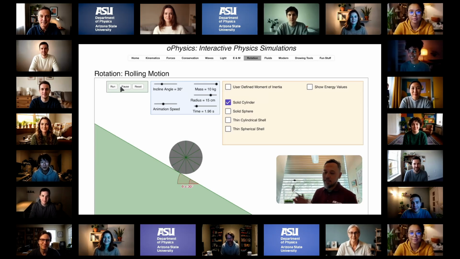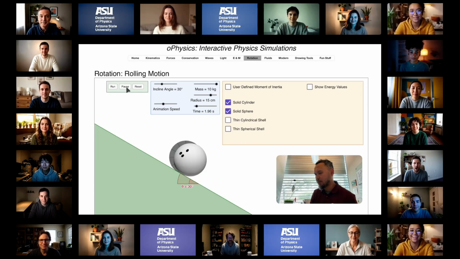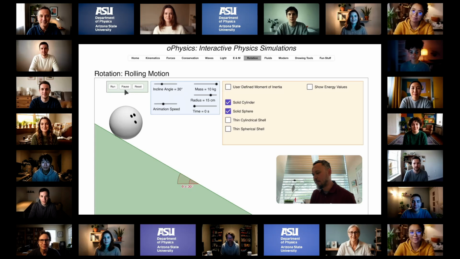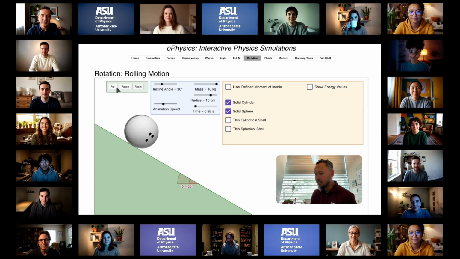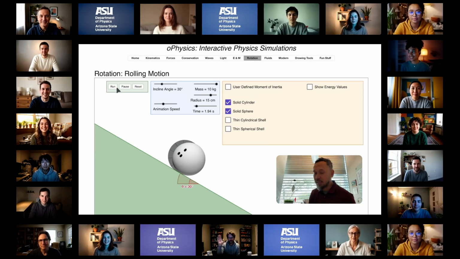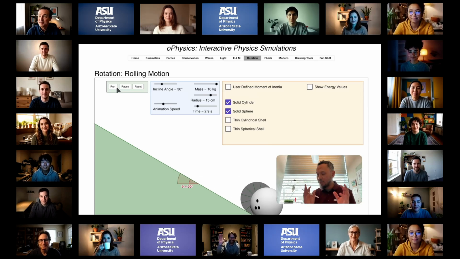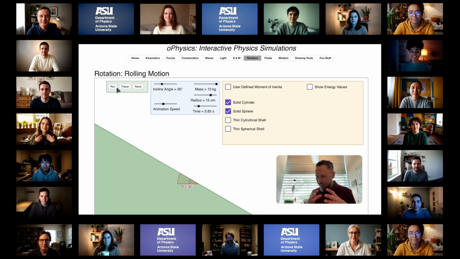It turns out that what really matters is the shape, how the object distributes the mass. So let's say for a cylinder and a solid sphere, which one wins? The sphere rolls down faster. This is because the sphere concentrates most of the mass in the inner part.